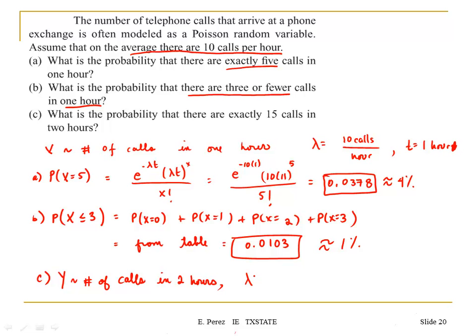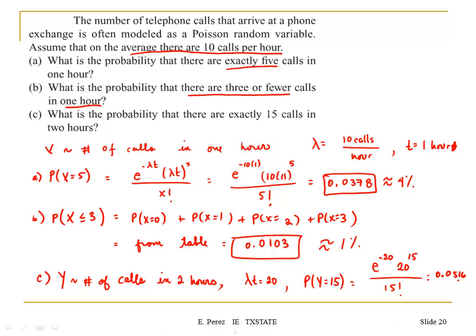So in that case, lambda t is 20, and we are looking at the probability of y being equal to 15. So in this case, this is e to the minus 20, 20 to the 15, divided by 15 factorial. If we compute this, it is 0.0516. Let me wait for you to write that down.